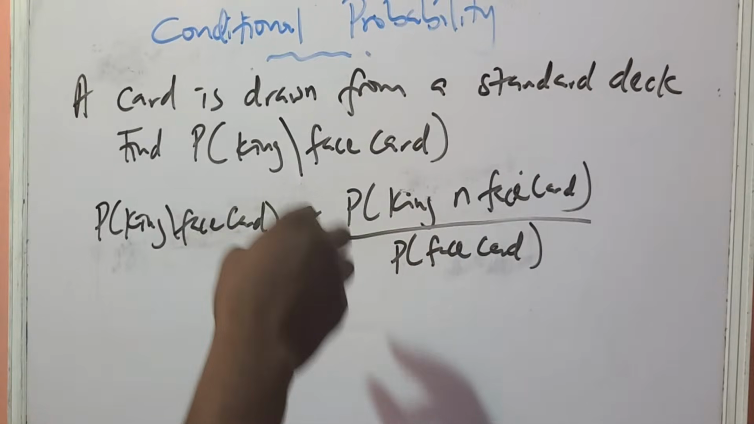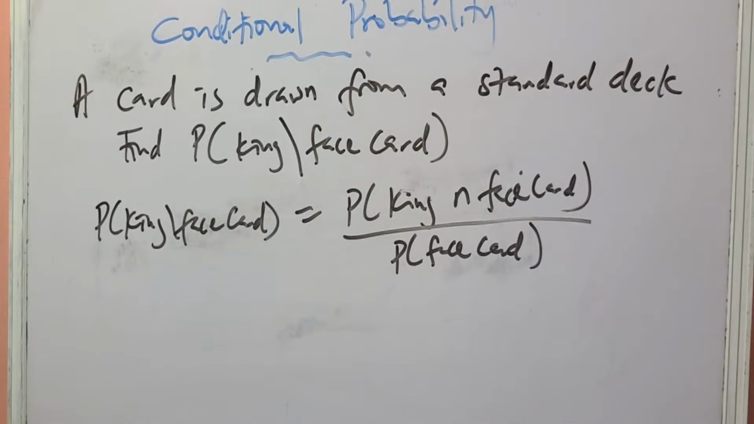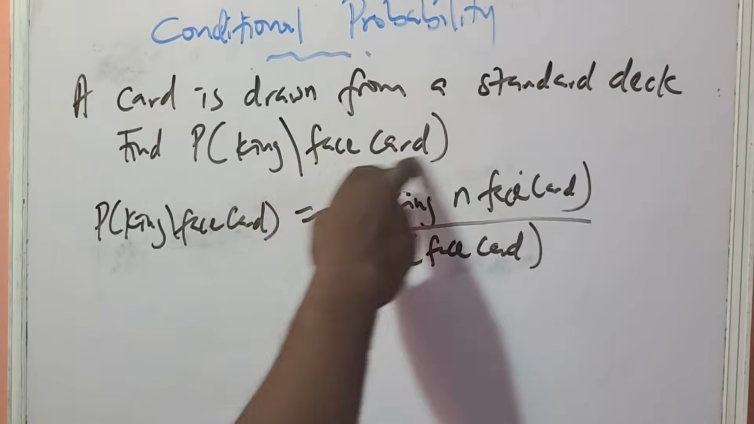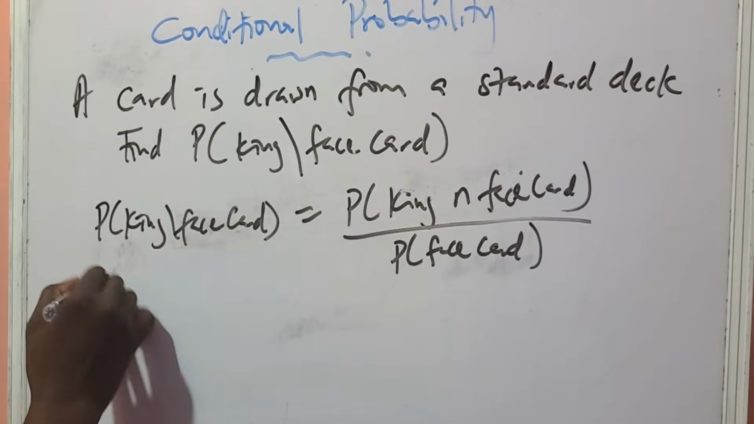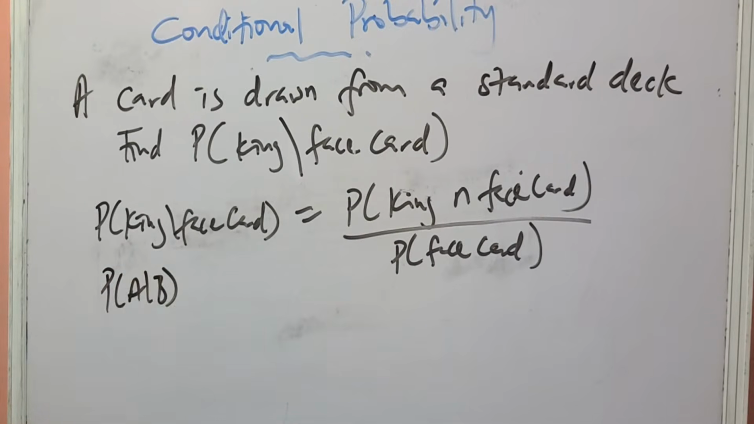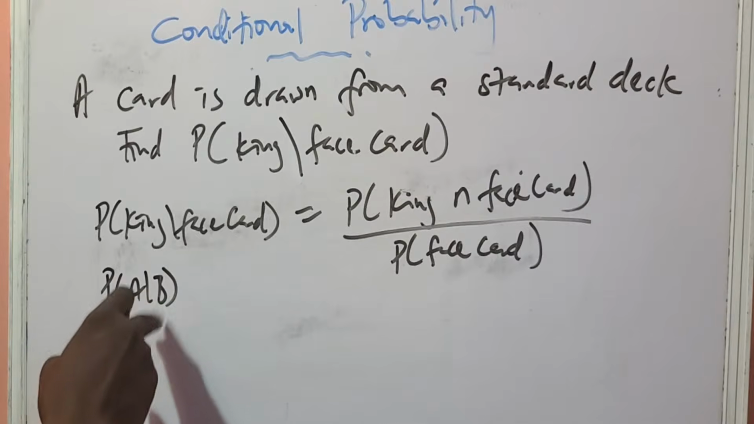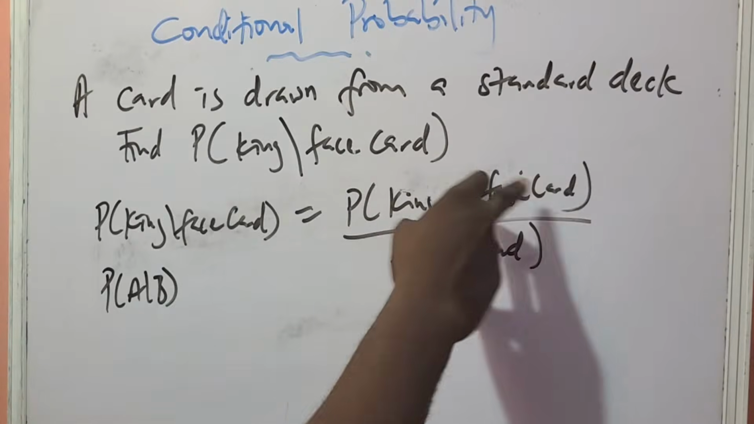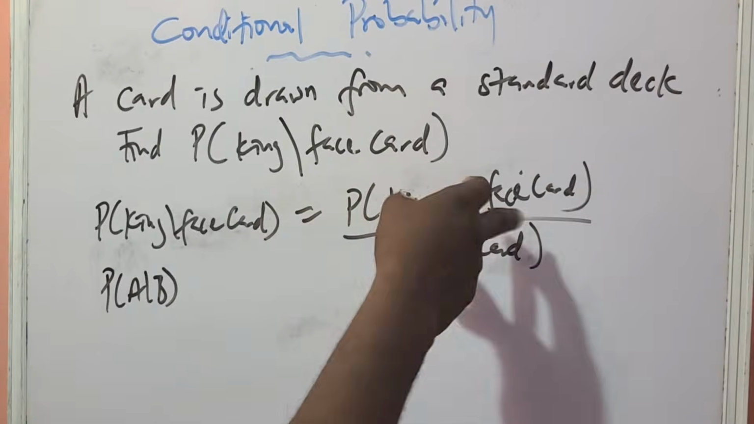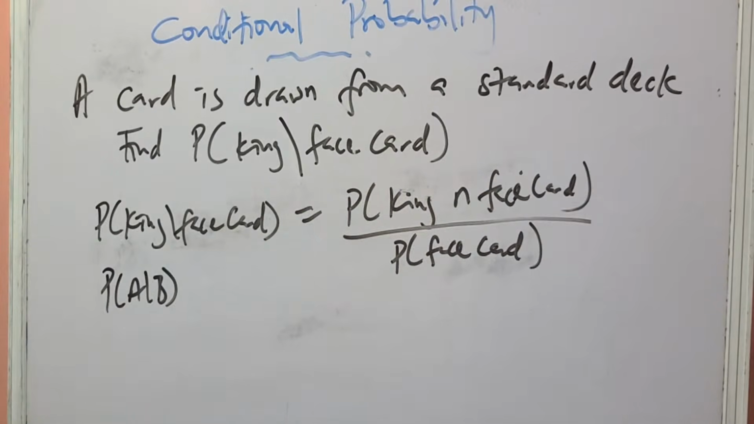What you're going to do each time you have a question like this is that your new sample space, please pay attention, your new sample space will be this given, whatever this aspect, in a case where you have the probability of A given B. Your new sample space will be this scenario. All right. And of course, this will be the intersection of both scenarios.